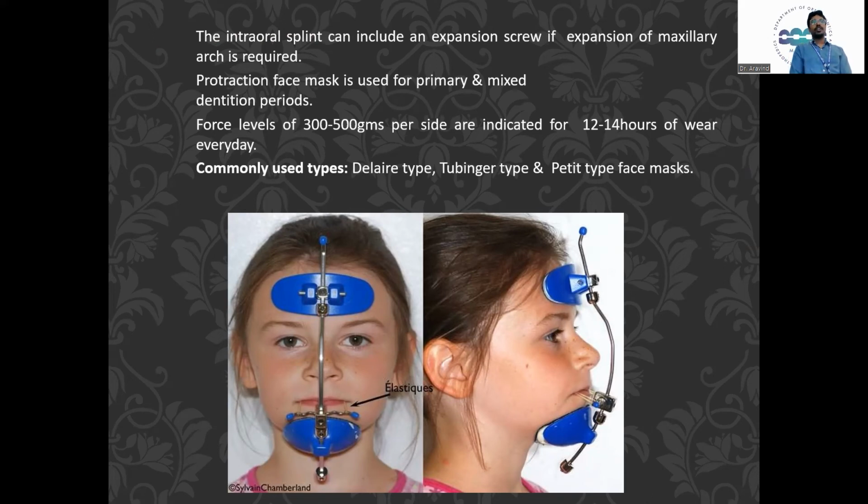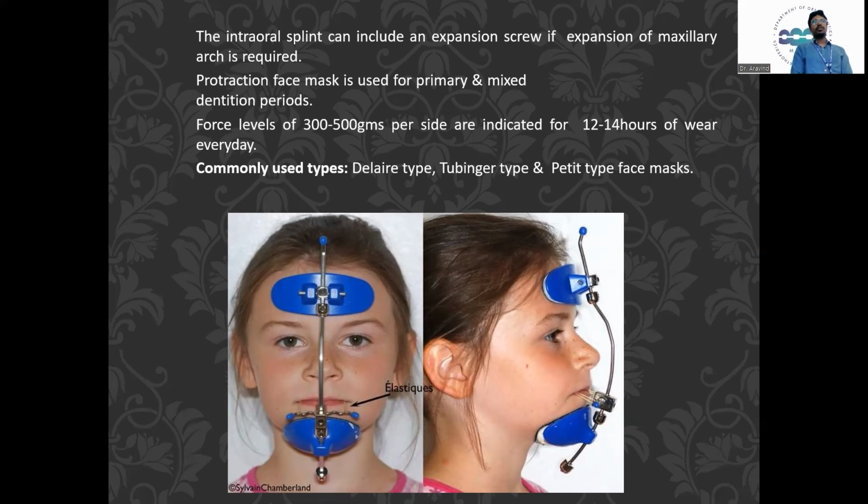The intraoral splint in the reverse headgear can include an expansion screw if expansion of the maxillary arch is required. Usually some expansion will be required due to the mandible being prognathic, with the wider part of the mandible occluding against the narrower part of the maxilla.